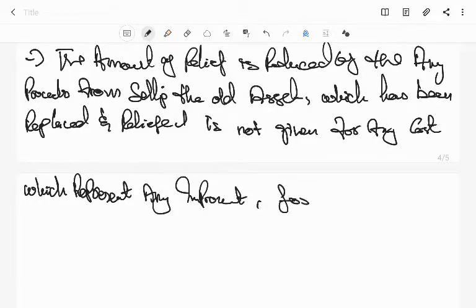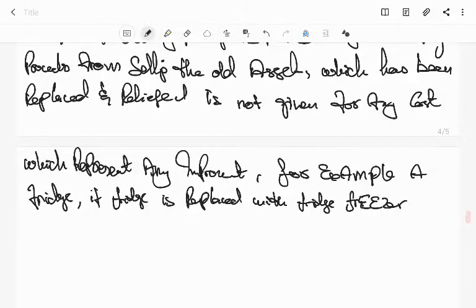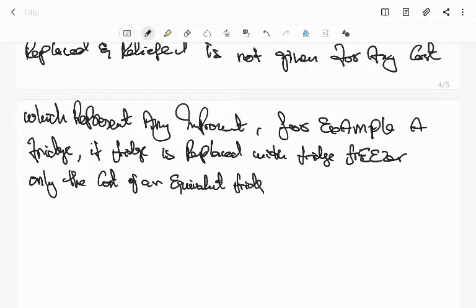For example, a fridge. If a fridge is replaced with a fridge freezer, only the cost of an equivalent fridge qualifies for relief.